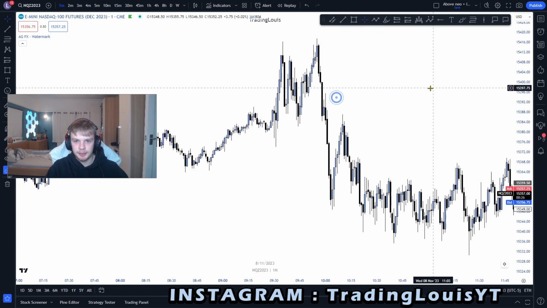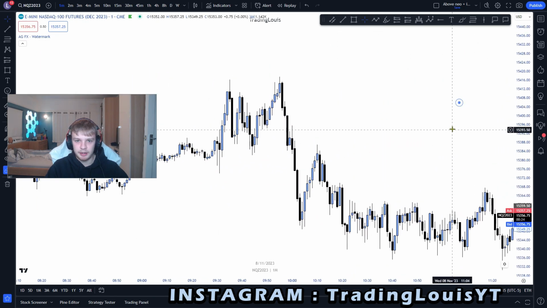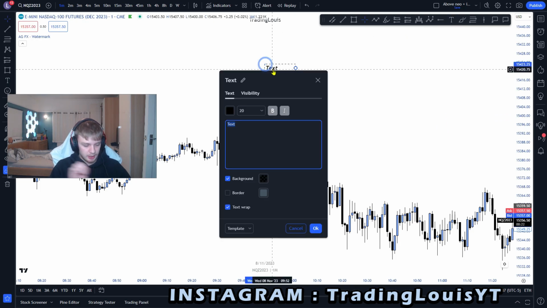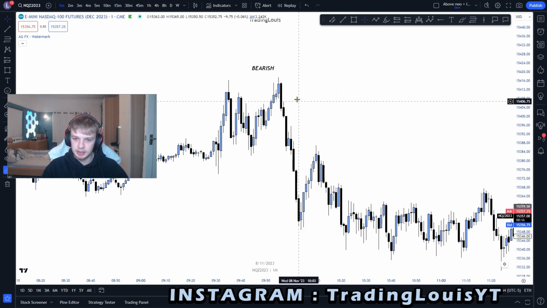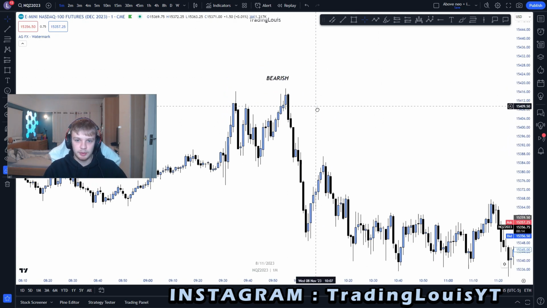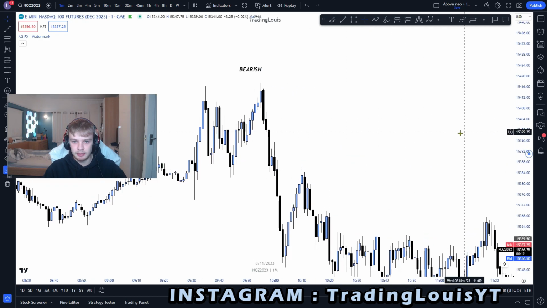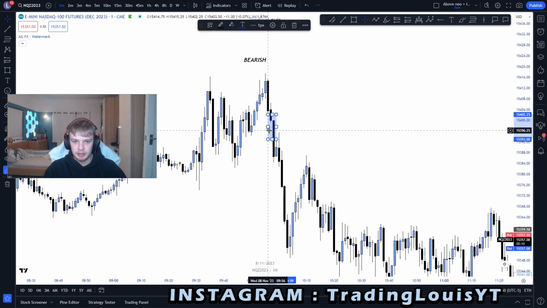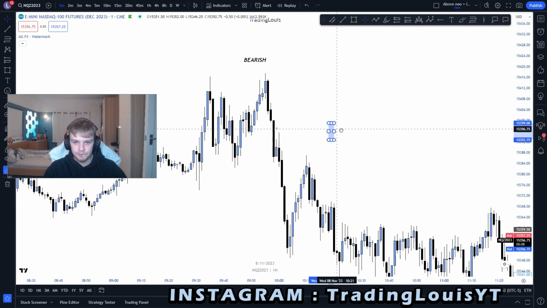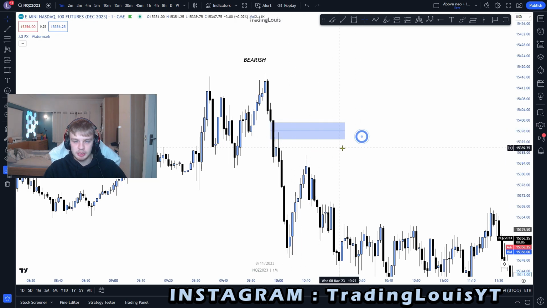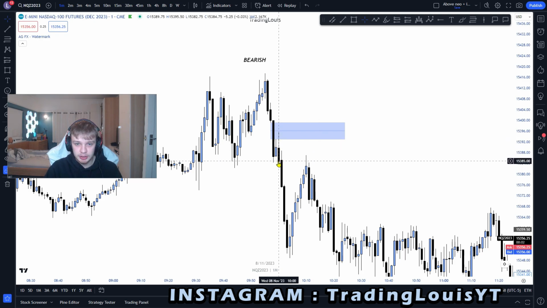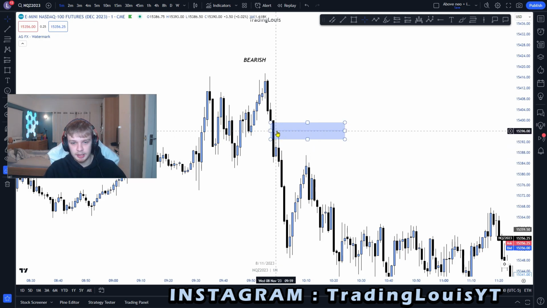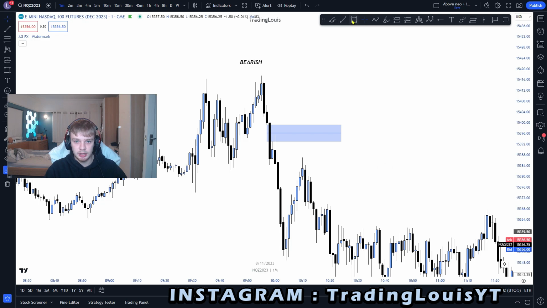Actually, let's say price is bearish. So right now on this day, price is bearish. If my bias is bearish for the day, and then we create some bearish fair value gaps, as you can see right here, this fair value gap is created. What I would like to see is price come into a fair value gap and then carry on going to the downside.